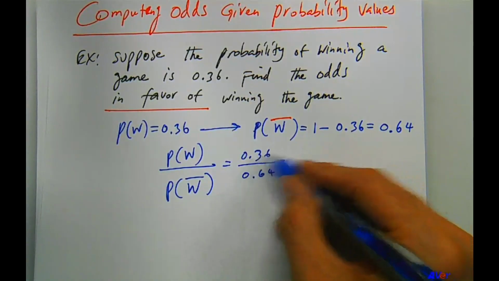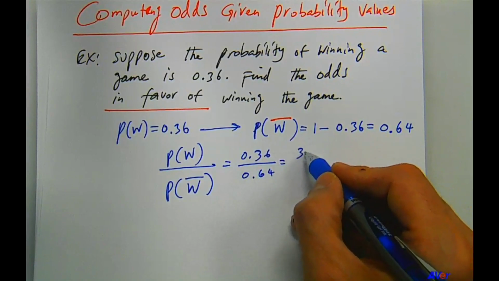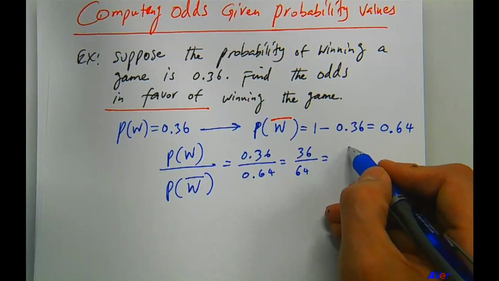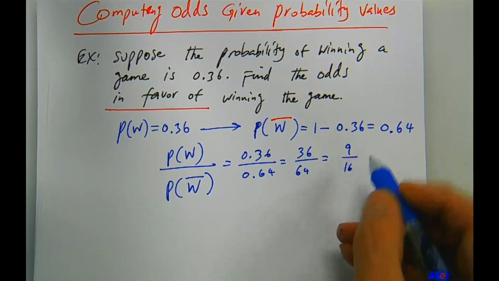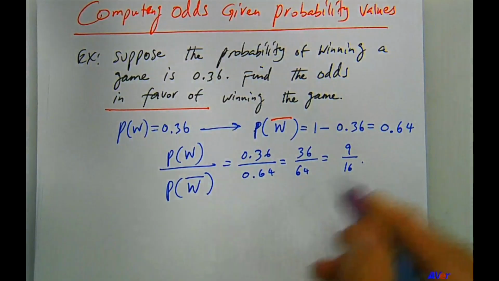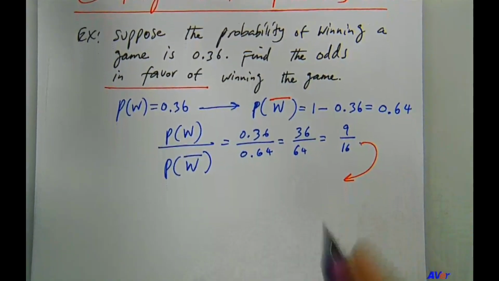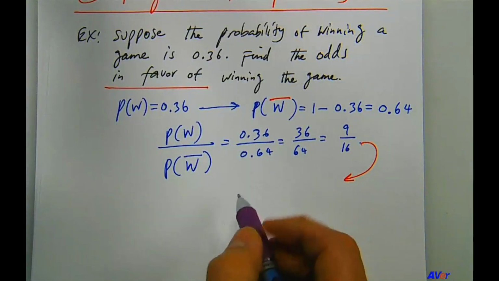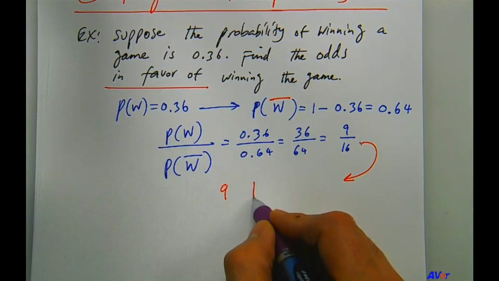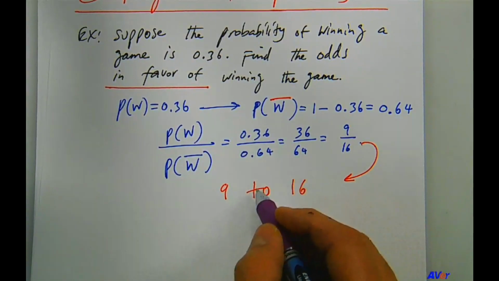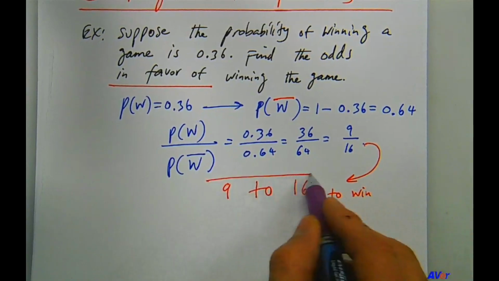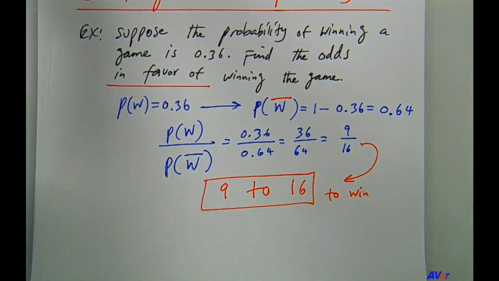Let's simplify this. So multiply both numerator and denominator by 100. You get this. Simplifying this further, we get 9/16. That is not the odd. So the odd is when you write it in the proper form. The odds in favor of winning the game is 9 to 16 to win. Those are the odds to win.